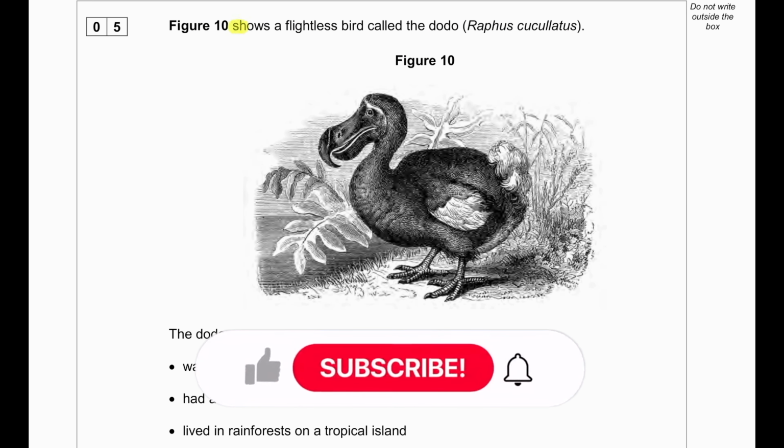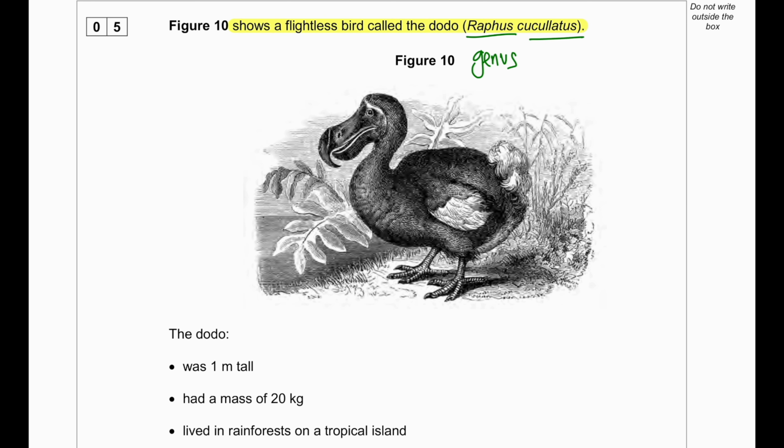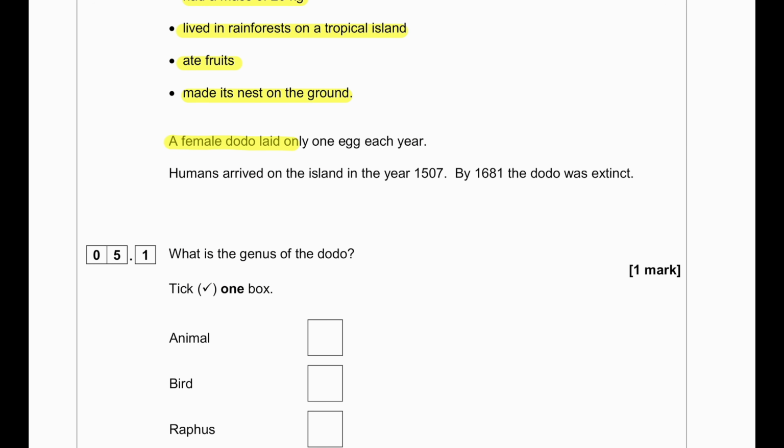Figure 10 shows a flightless bird called the dodo, Raphus cucullatus. The first part is the name of the genus. The second part is the name of the species. The dodo was 1 meter tall, had a mass of 20 kilograms, lived in rainforest on tropical islands, ate fruits, and made its nest on the ground. A female dodo laid only 1 egg each year. Humans arrived on the island in the year 1507. By 1681, the dodo was extinct.